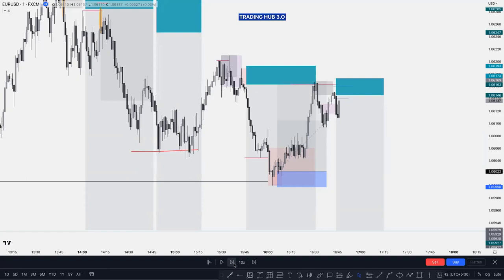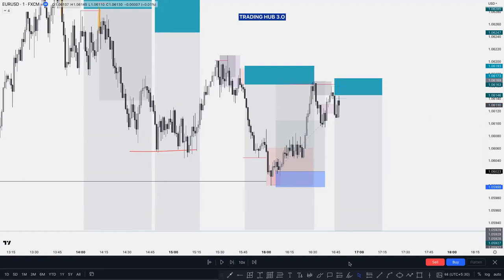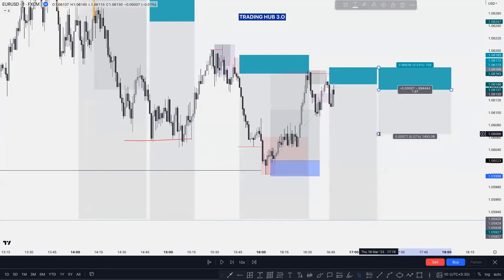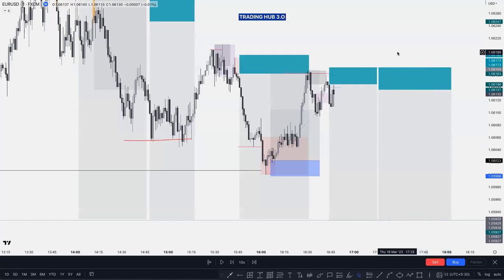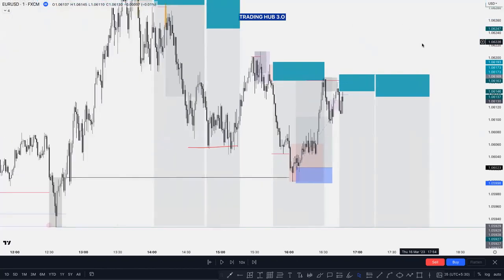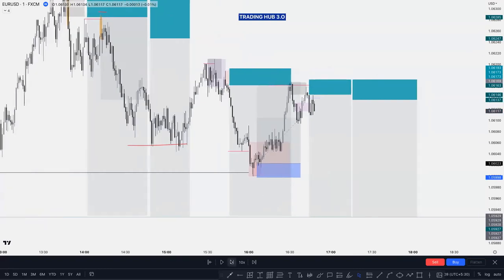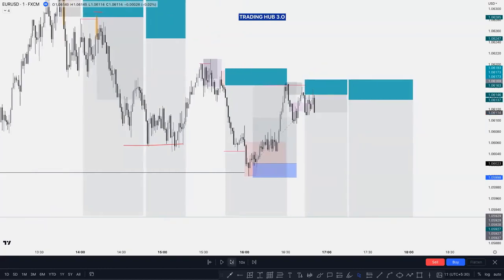Okay, let's see this one. Now you can see both entries mitigate here and the stop loss is just below it, based on the single candle mitigation, based on the direct entry here, right? Both entries mitigate here, right? Let's see what happened next here and what we can expect here in this case.